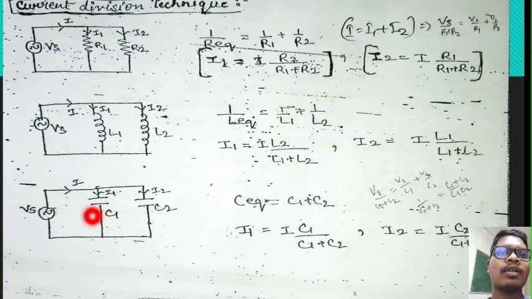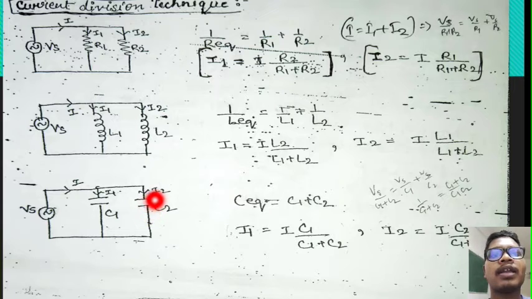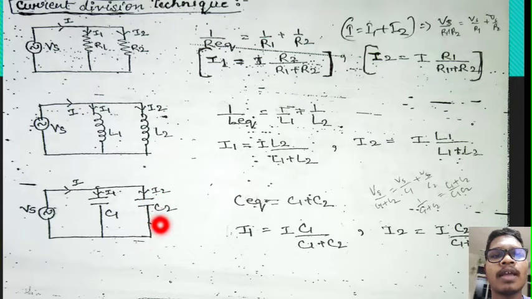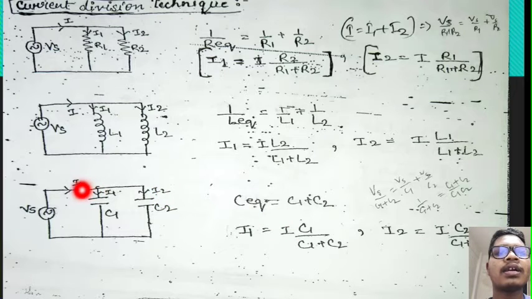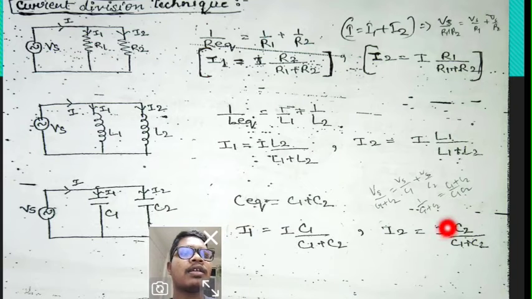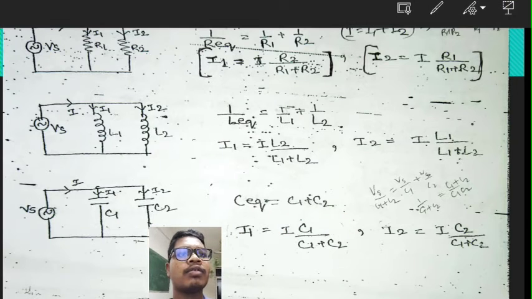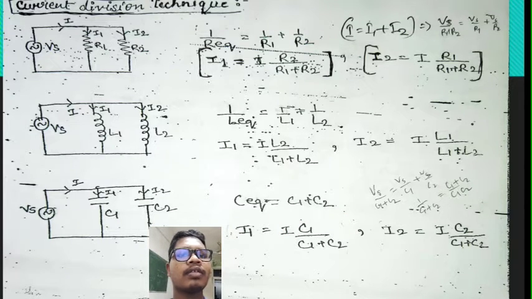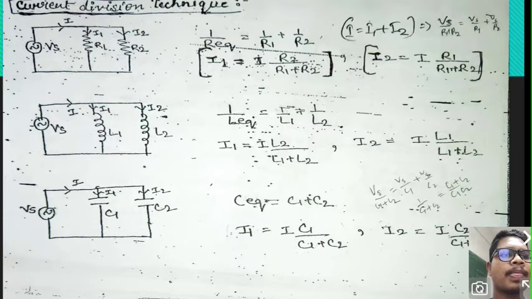Okay, so like that, to find the current across capacitance 2, I2 is equal to the total current I into that amount of capacitance divided by the total capacitance. See here, all those things are calculated by me. Okay, no need to calculate. So it is clear to you.